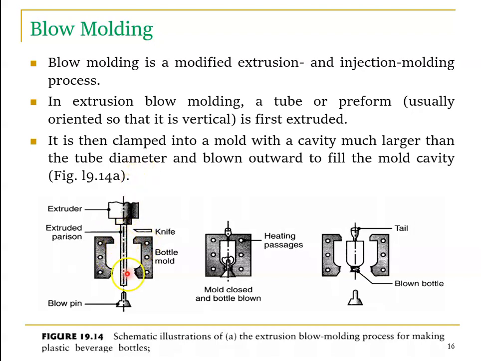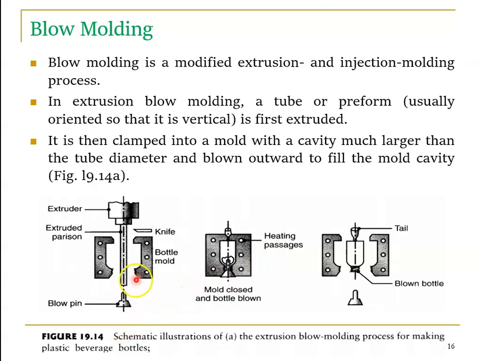and it's then clamped into the mold. So after extrusion, the extruded material is clamped into the mold. The mold has a cavity, right? And the knife will move and cut the extruded material. The blow pin is inserted from the bottom, and the top portion is closed. The dies are heated with the help of heating passages, and we insert the blow pin.